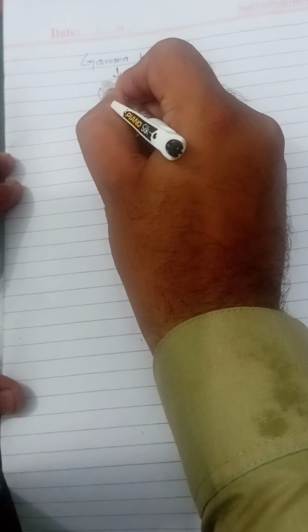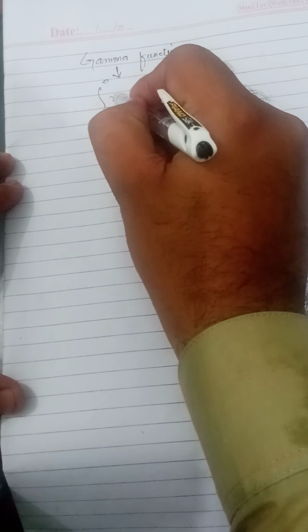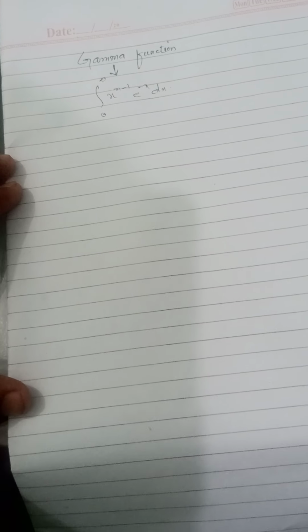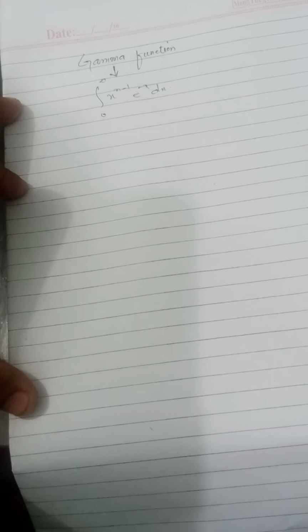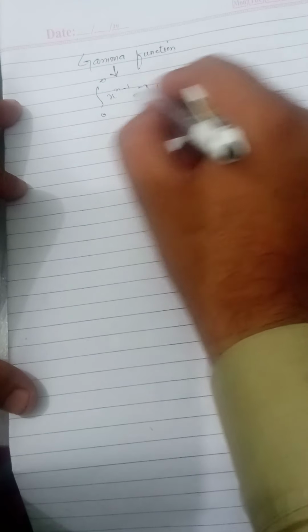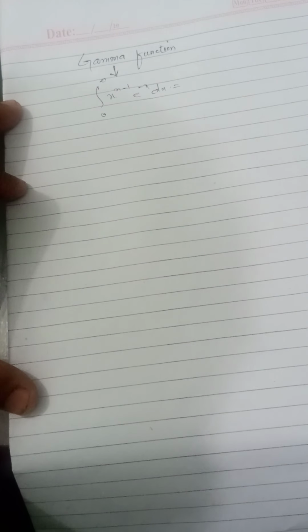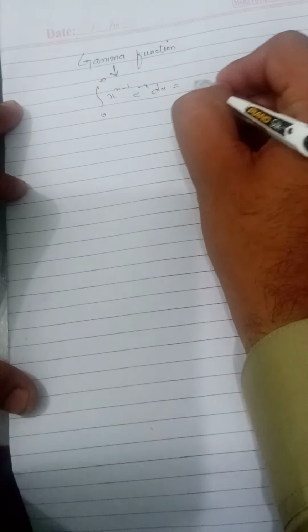The representation of the gamma function is the integral from 0 to infinity of x power n minus 1 e power minus x dx. It is the representation of the gamma function. So, the integral from 0 to infinity of x power n minus 1 e power minus x dx is equal to gamma of n.